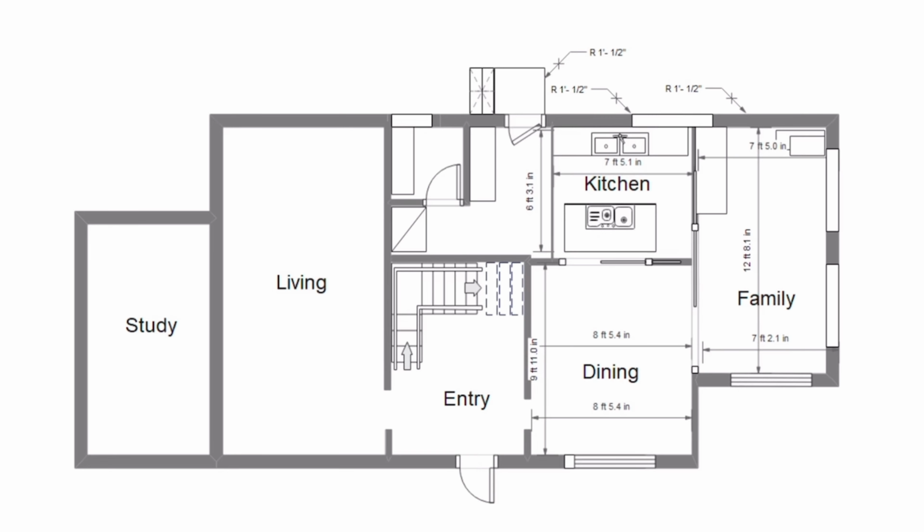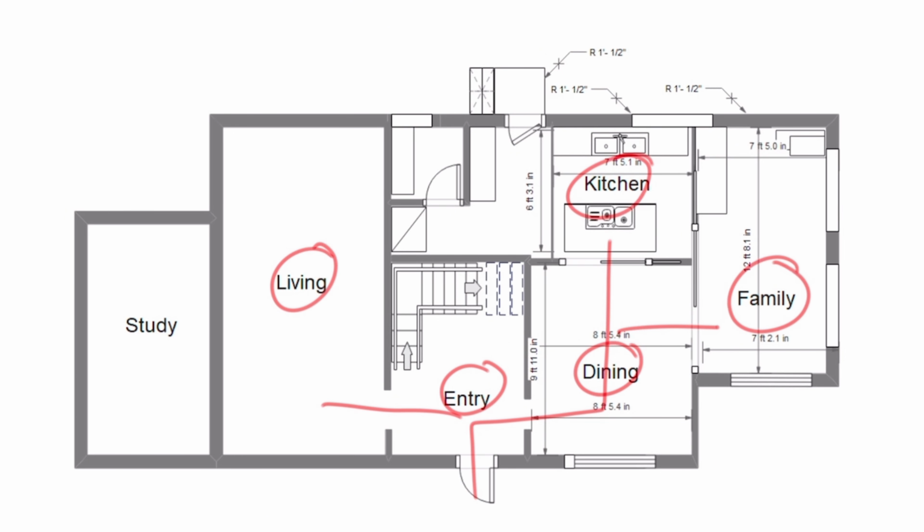In this example, the design is not connected. You have to go through the kitchen and the bathroom to get to the master bedroom. But in this example, the design is well connected and everything is where it's supposed to be.